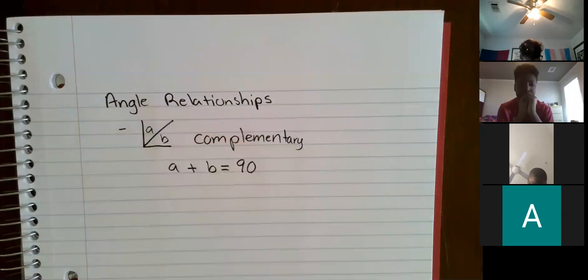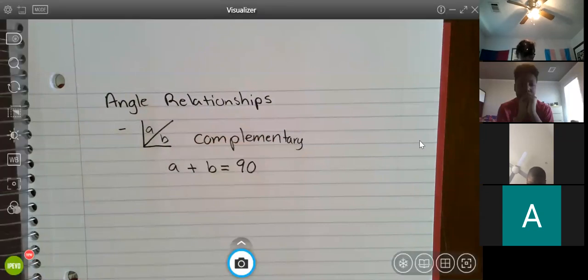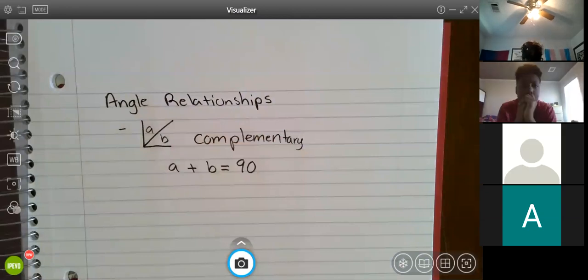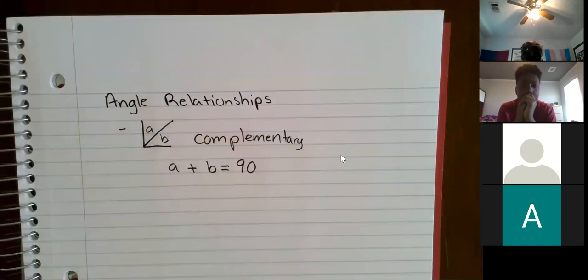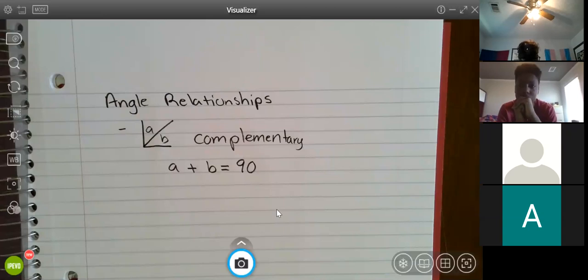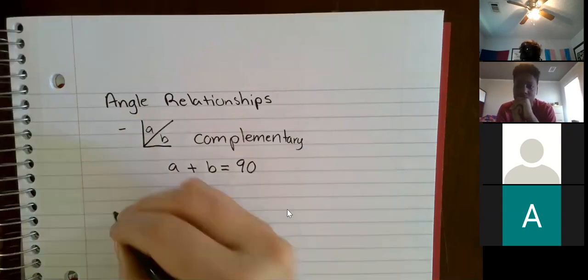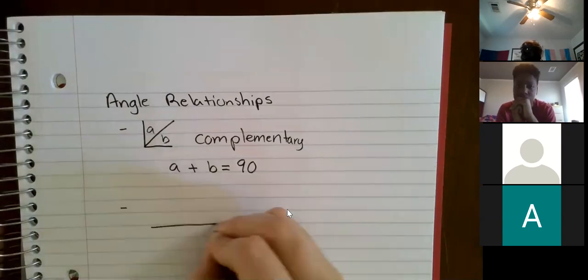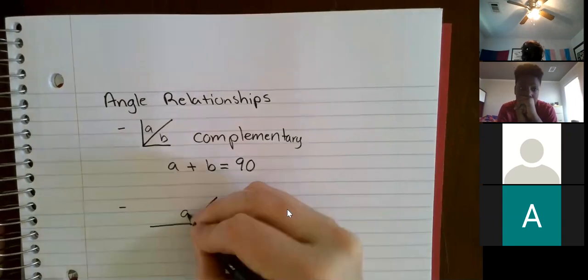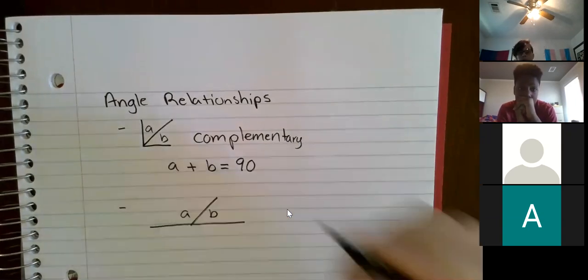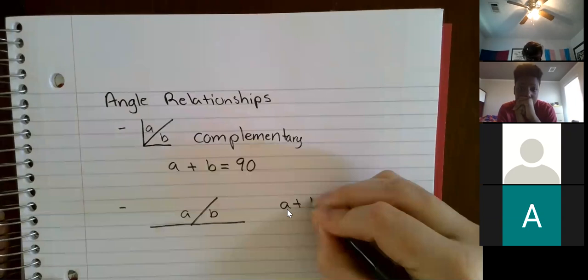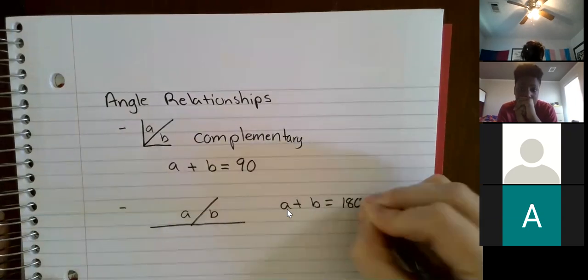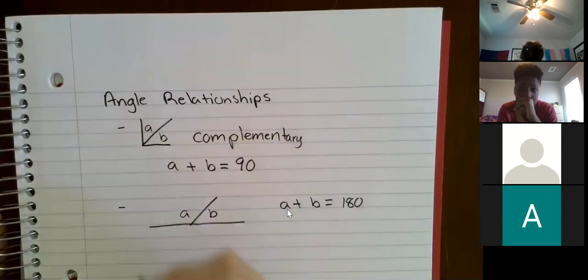Complementary. All right, so we have complementary. This is the supplementary, the one that you just mentioned before, Abigail. You take A and add B, it's going to equal 180. Okay. And then we had this relationship.